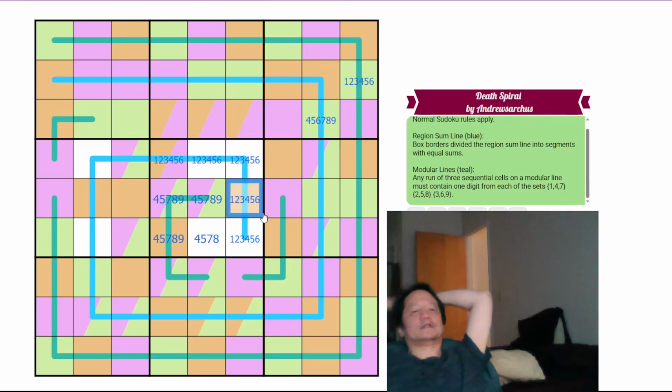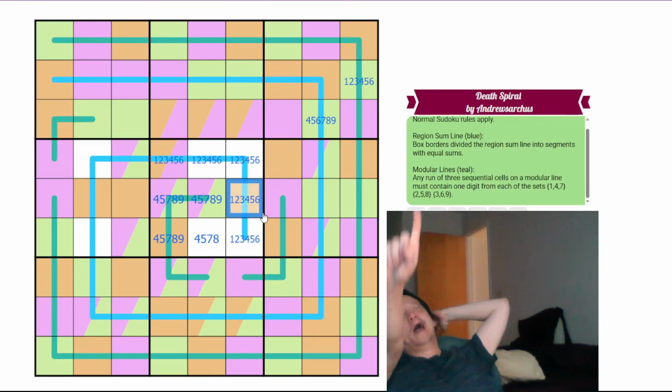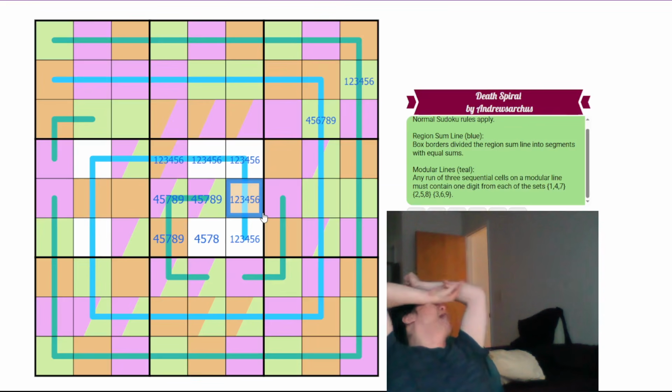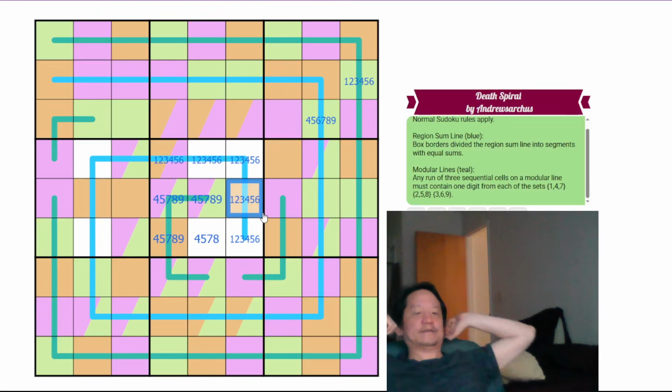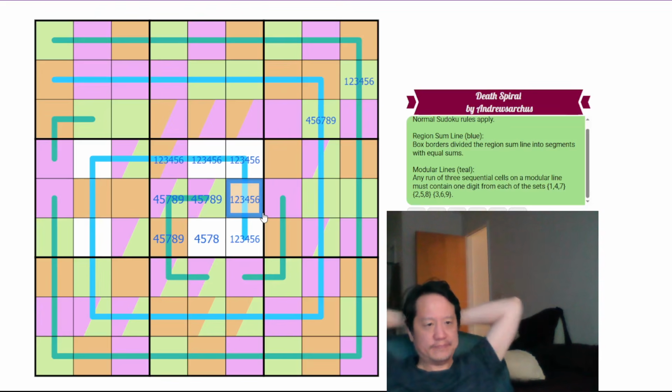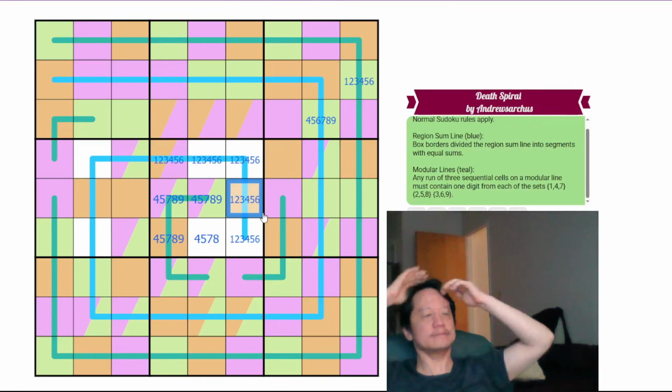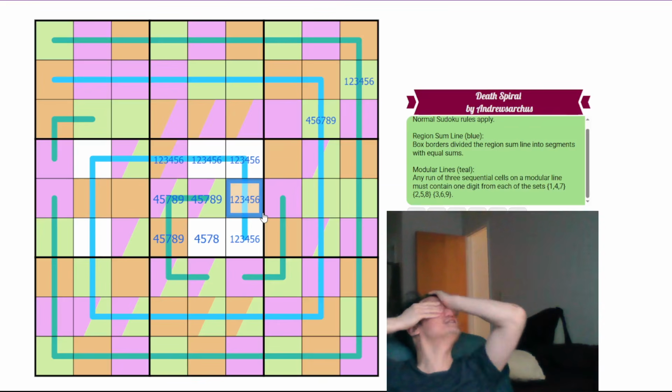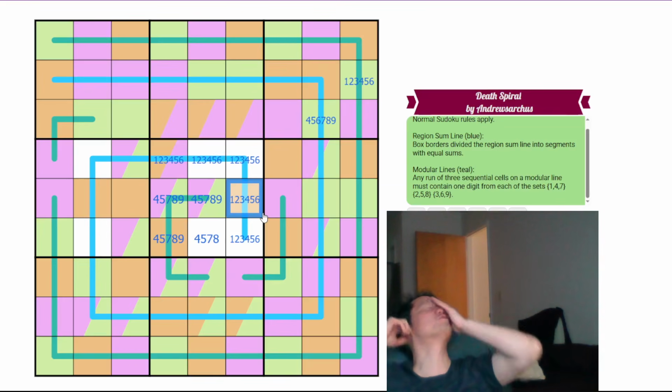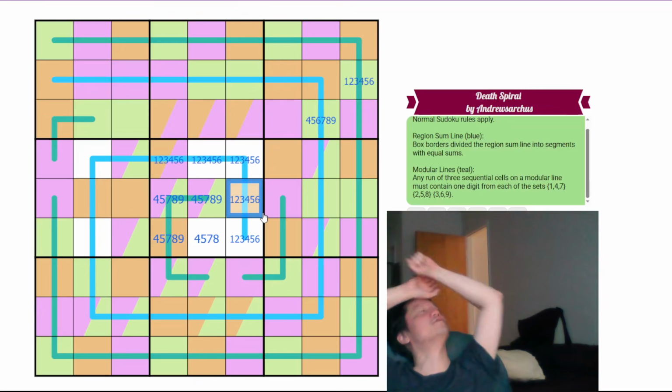So on this line, we can only have at most one pink. I don't know if that tells us anything. To add up to 16 or 17. 16 with 4 digits could be a wide variety. You could have 1, 2, 4, 9.